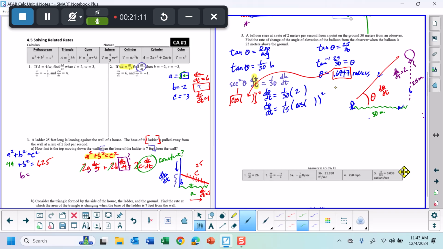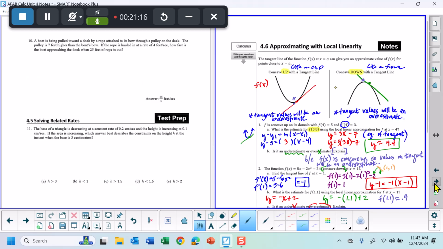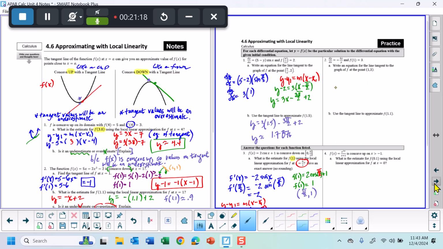All right. So then, when we were together last, we talked about approximating with local linearity. And again, you're like, what does this have to do with related rates? Nothing. Different department of the same store.